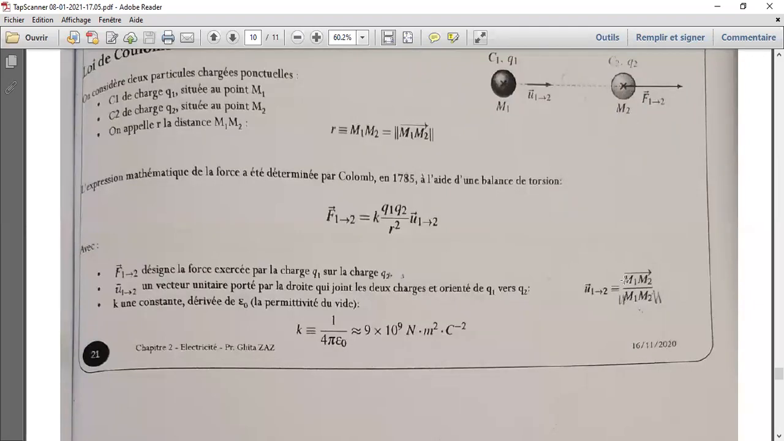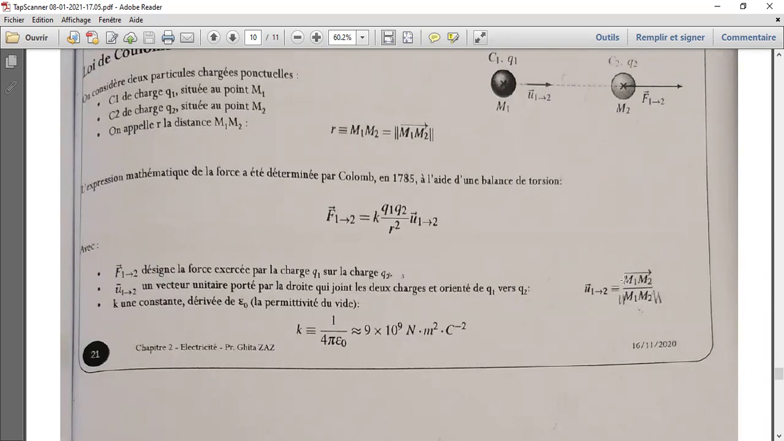But this one actually is not really important, yeah, but you just have to know that when you're moving from one to the direction, the vector direction 1 to 2, u1 to 2 is also equal to, this one you just have to know by heart, the vector of the distance, which is M1 M2, divided by M1 M2, which is the module, just the same as the module. So yeah, that's what you should know.